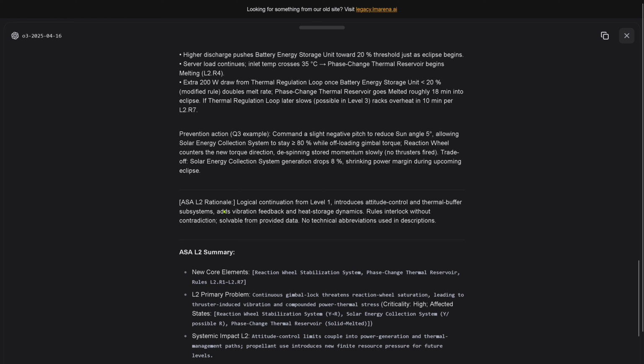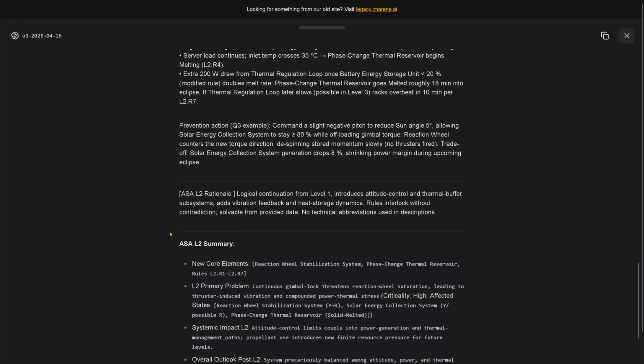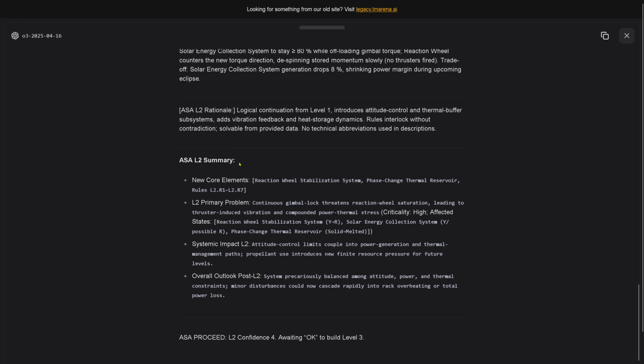And the rationale, the AI comes back and says it's a logical continuation from level 1. It introduces an attitude control and a thermal buffer subsystem, and adds a vibration feedback and heat storage dynamics you have to take care of as an AI. It rules an interlock without contradiction, solvable from the provided data, and no technical abbreviation used. Great, so we have now a summary. This is now the end state of level 2, and this will be the input to level 3.